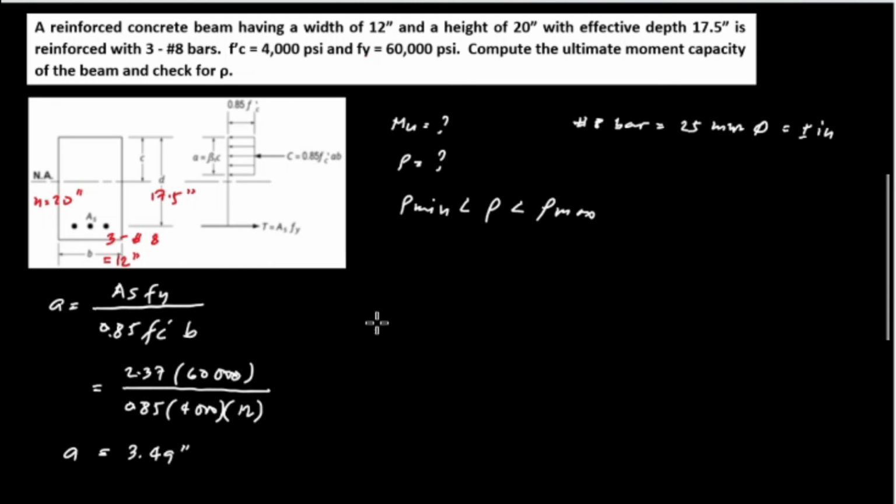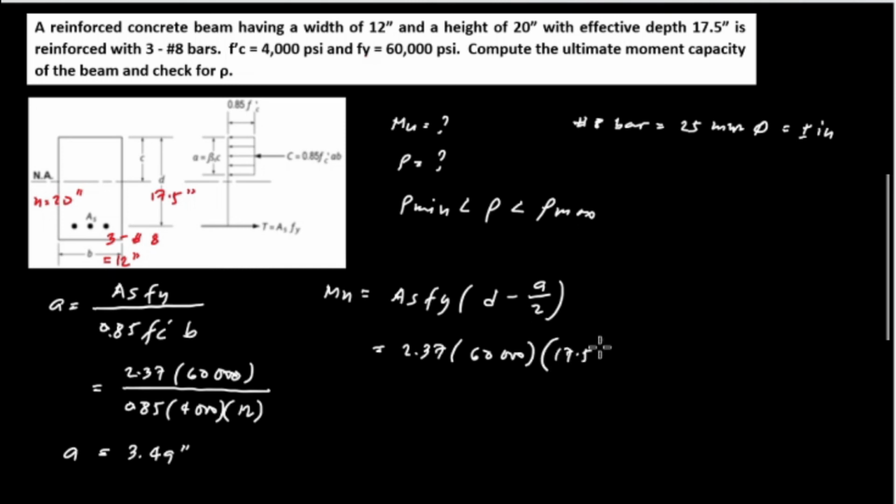And next, we find the nominal moment M sub n. M sub n, or the nominal moment, we have the formula As times Fy times D minus A over 2. And area for steel, that's 2.37 multiplied by F sub Y, that's 60,000, and D, we have the effective depth, that's 17.5, less A, which is 3.49, and we divide by 2, and we have nominal moment M sub n, and it is equal to 2,240,361, and that's pound inch.